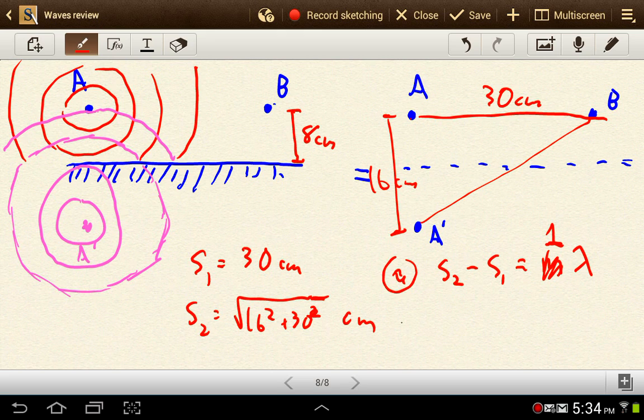And then for part B, you want S2 minus S1 equals, and remember it's n minus 1/2 times lambda. The maximum wavelength comes when you have 1/2 lambda. The whole point of the problem was to show you this reflection thing and get you to think about that. So anyway, that's that.